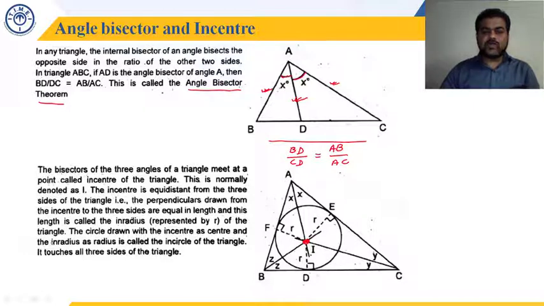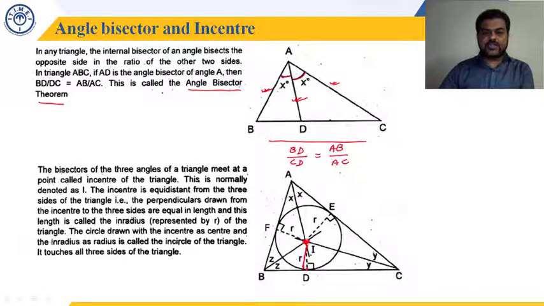From the incenter, if you drop a perpendicular on any one side, suppose this is the dotted line, and you take the incenter as center and this line as radius and draw a circle, you will get a circle which will touch all the sides internally. This circle is known as the incircle, and its radius is known as the inradius. So the incenter is the meeting point of all the angle bisectors.